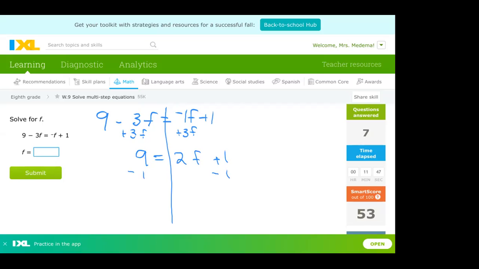Okay, so I have 9 minus 1 is 8. And then equals 2f, divide away 2. And f equals 4.